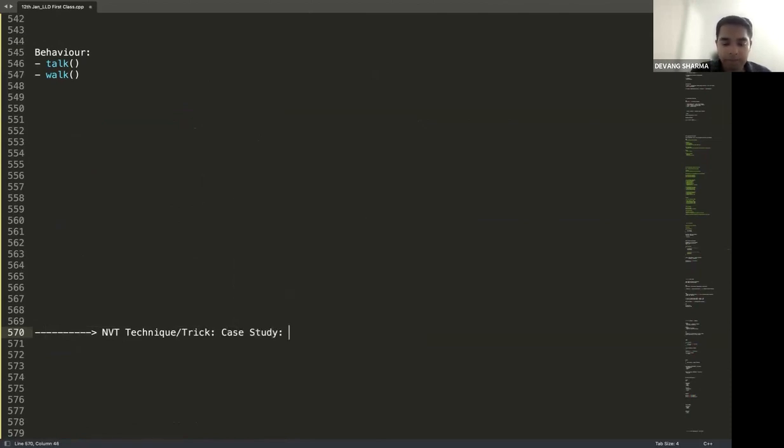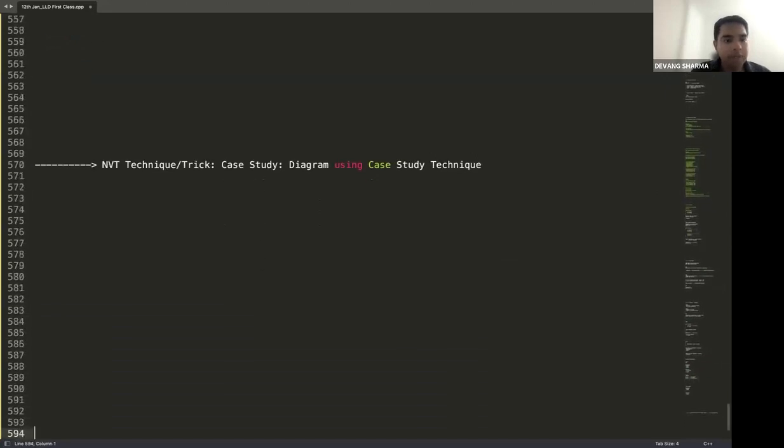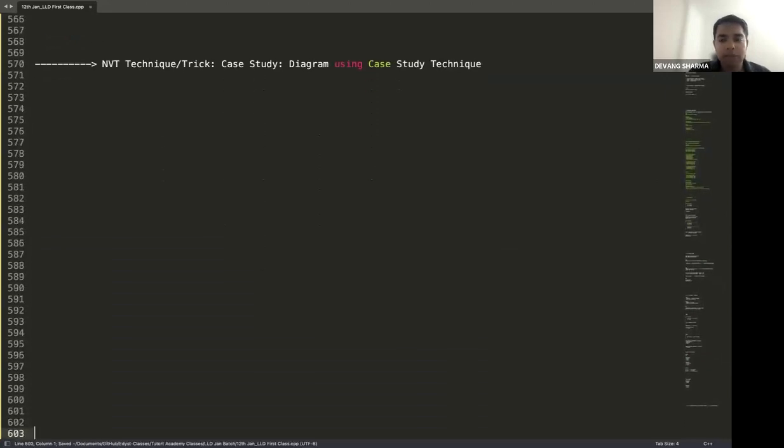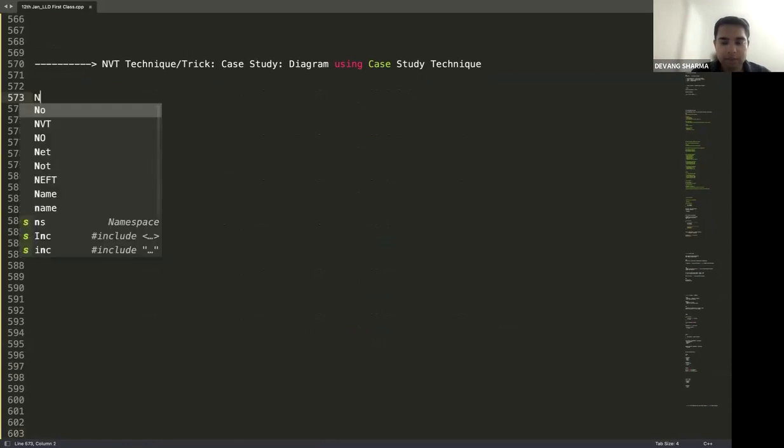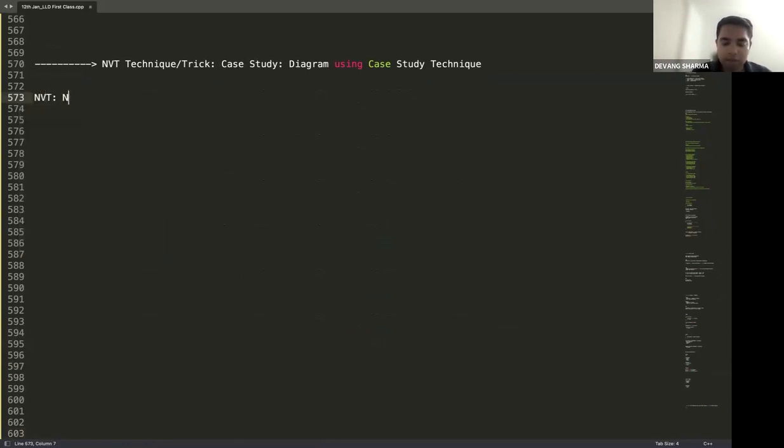Which is a case study diagram using the case study technique. Okay, the NVT technique or case study, which is a diagram using the case study technique. Let's talk about it. First of all, what is that NVT technique that we are referring to here? NVT means noun, verb, technique.